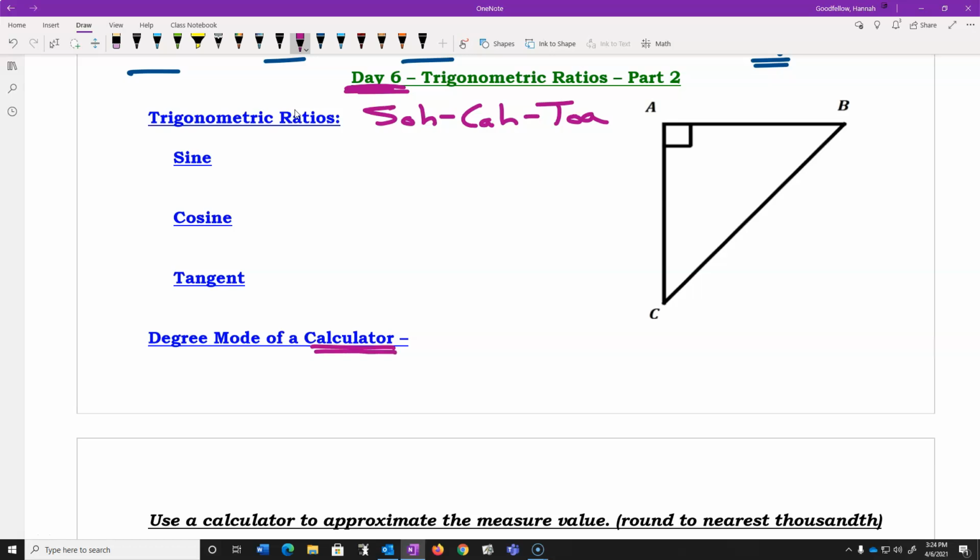So make sure that you've got a calculator from either your teacher or from your phone. You're going to need to find the sine, the cosine, and the tangent buttons on that calculator so that you can actually press them correctly, all right?